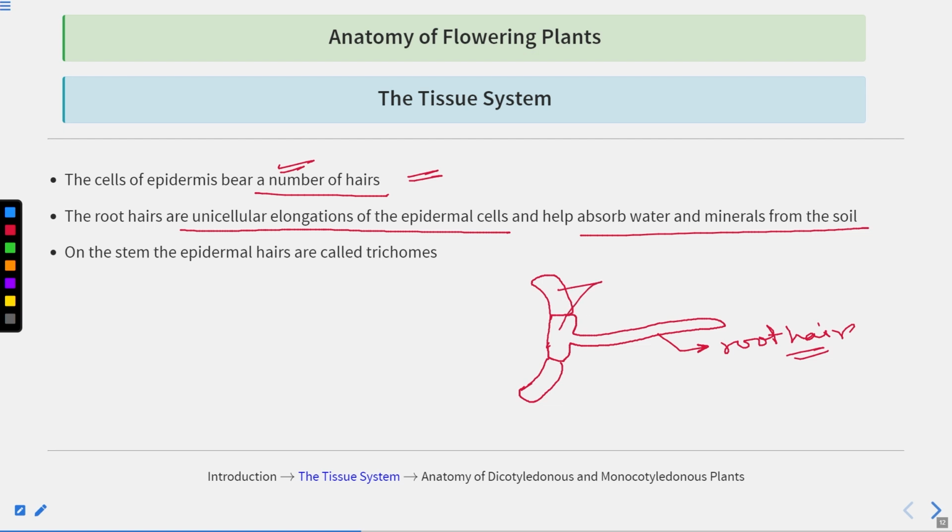So this is again the epidermal cells, epidermal cells in the case of root. This root hair helps to increase the surface area, and it increases the absorption of water and minerals from the soil. And on the stem, the epidermal hairs are called trichomes, and we can see some hair-like structures coming out from the surface of the stem, which are also called trichomes.